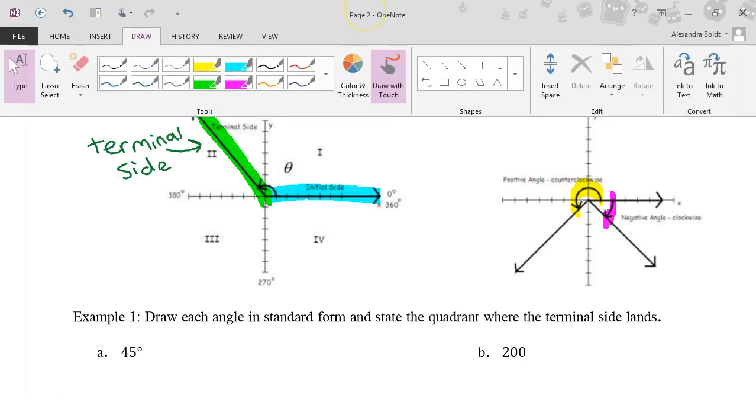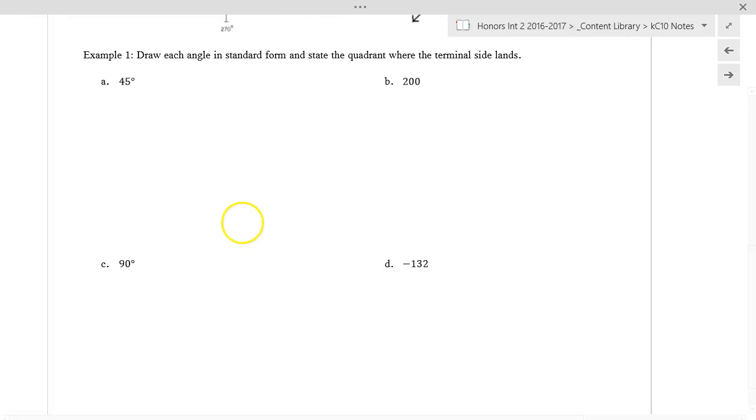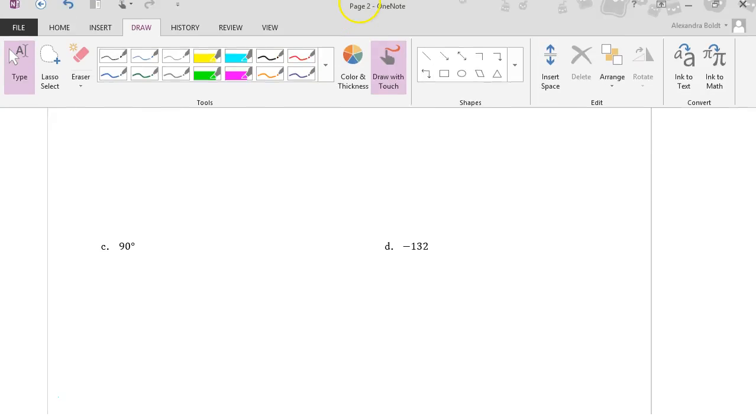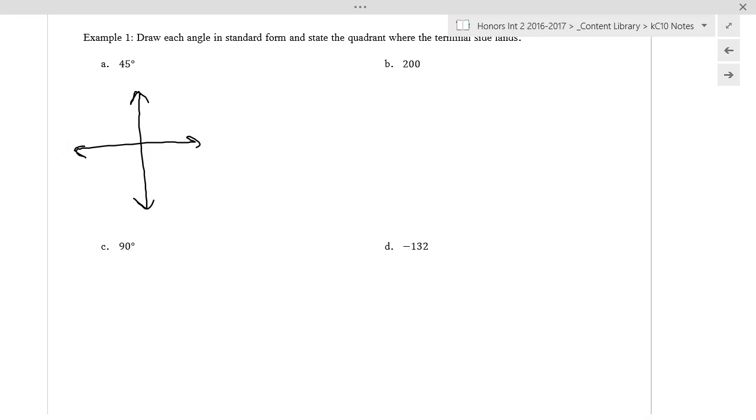Alright, so the first thing we're going to look at is drawing these angles in standard form with degrees. So these are all in degrees. How we're going to start is 45 degrees. I'm going to draw my x-axis and y-axis. 45 is positive, so we start at 0 and go counterclockwise, and we count by 90. So 0, 90, 180, 270, 360. And if it's bigger than 360, you just keep counting around by 90.